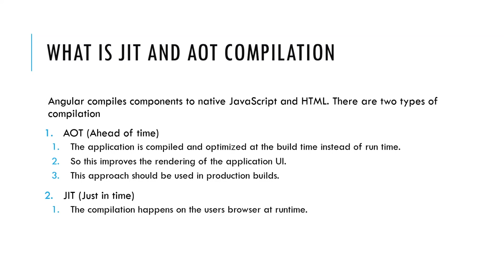So what are JIT and AOT compilation? Angular compiles the components to native JavaScript and HTML. There are two types of compilation: one is AOT, or ahead of time, and the second is JIT, or just in time. In the case of AOT, the application is compiled and optimized at build time instead of runtime. This improves the rendering of the application UI, and this approach should be used in production builds. In the case of JIT, the compilation happens in the user's browser at runtime.